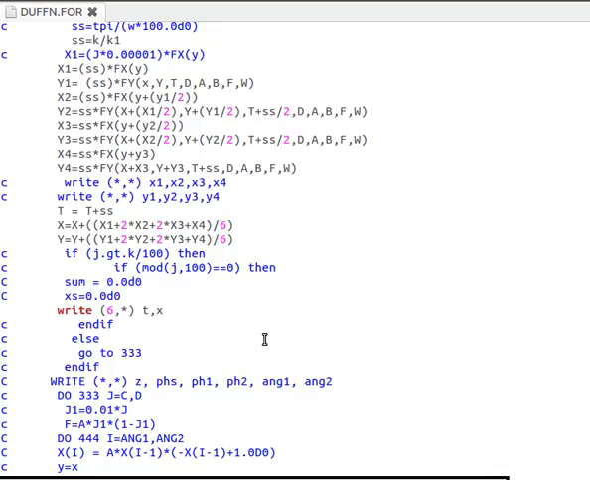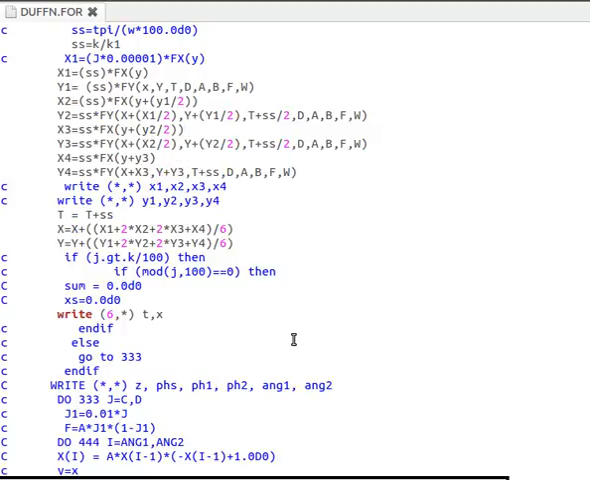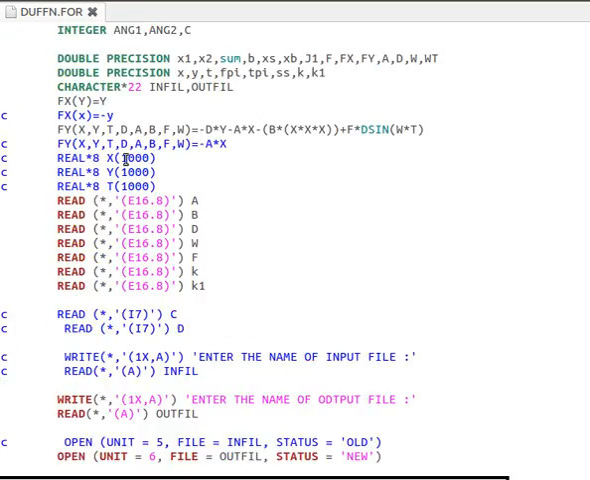So you can plot either x versus y, which will give you the phase portrait, or x as a function of t or y as a function of t, and you can see the effect of the external parameters on the solution.